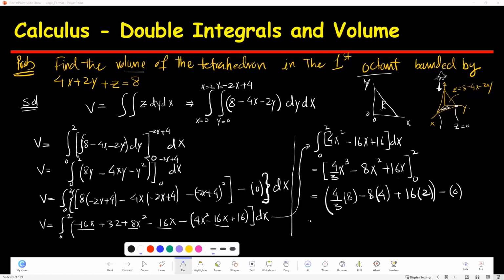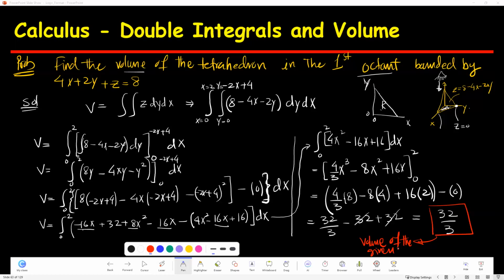Let's simplify it further. I think we can do it. 4 times 8 is going to be 32 divided by 3, minus 32 plus 32. This guy is cancelling out, so 32 over 3 is pretty much my answer, and that is my volume. This is the volume of the given region.